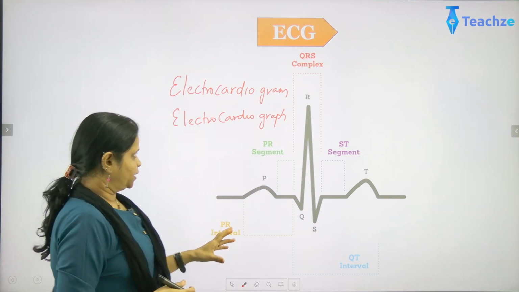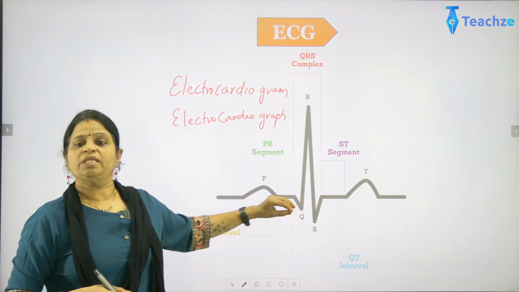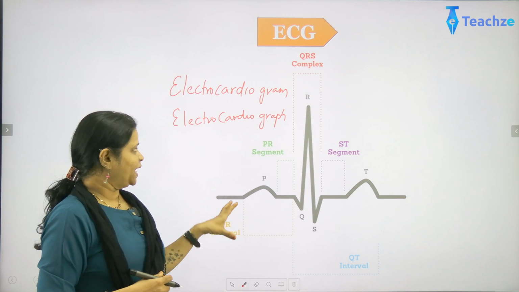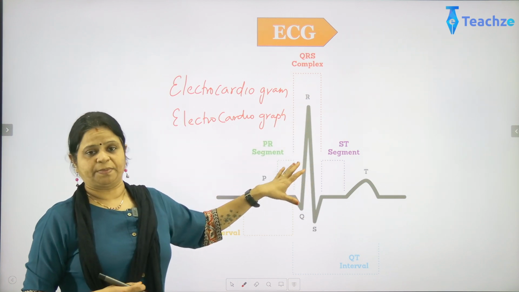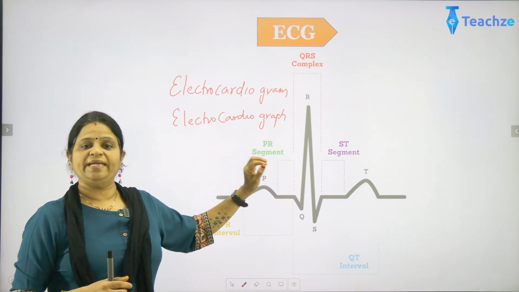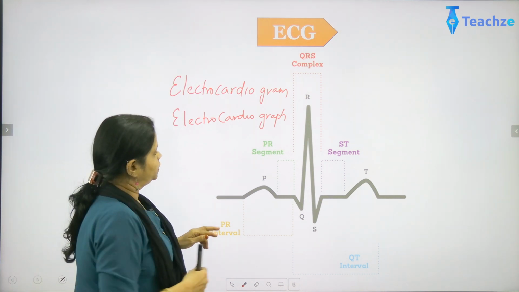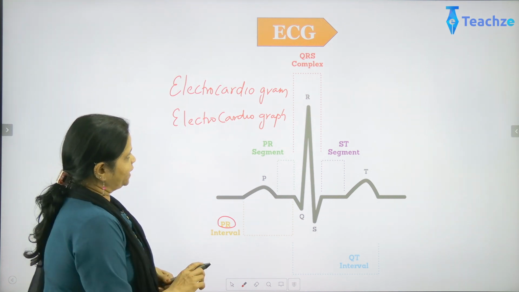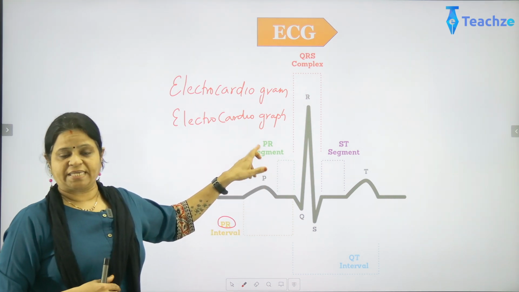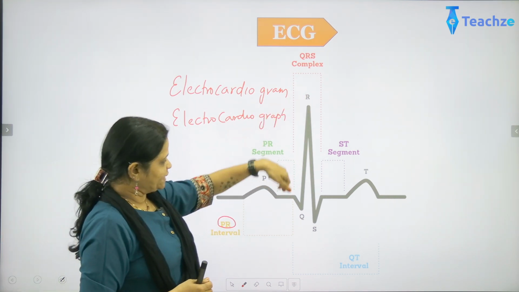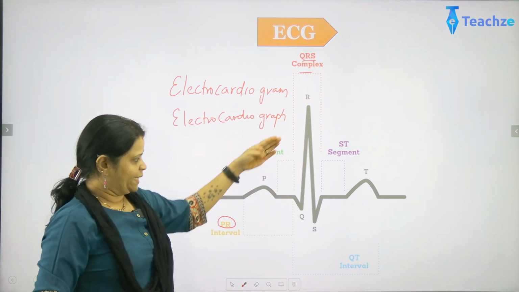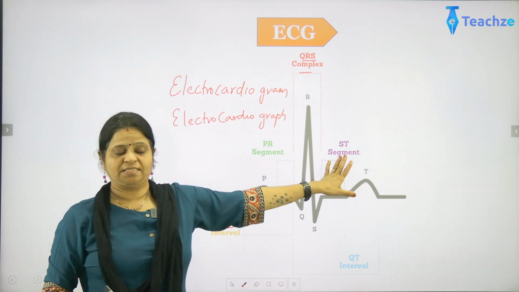Now here, what do you understand by all these complexes? When it comes out as a graph, we have 3 different regions at this particular place. What are the 3 different regions we are talking about? We have a PR interval given here, and then you get into a PR segment here. Now you can see there is a rise in the level at the QRS complex, and then it comes back to the ST segment.